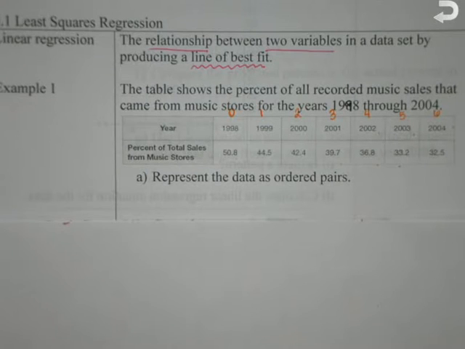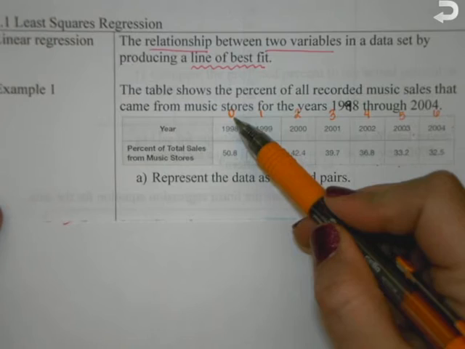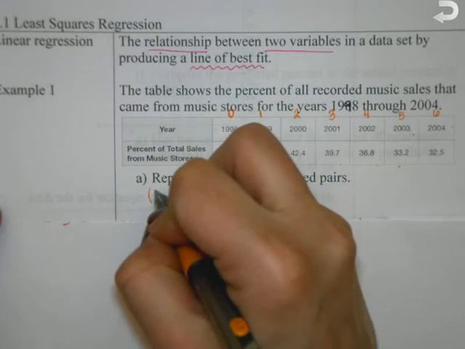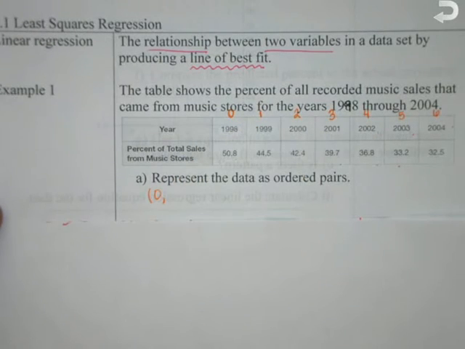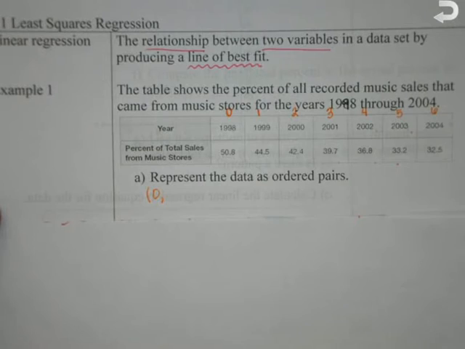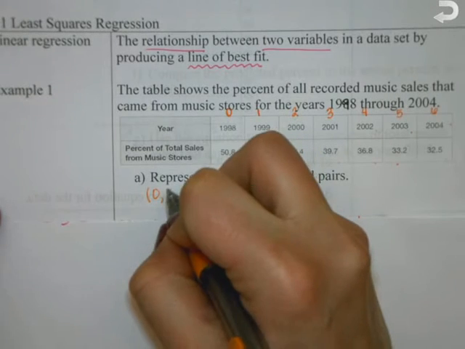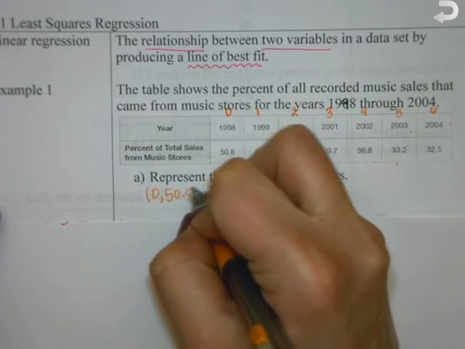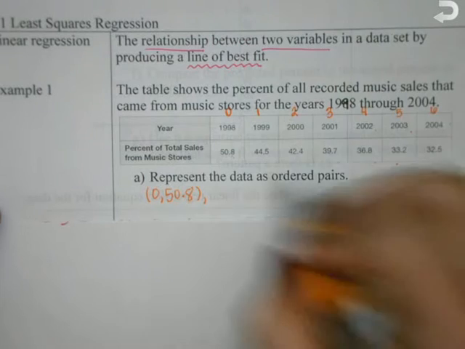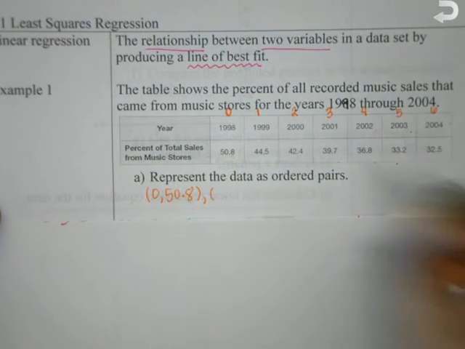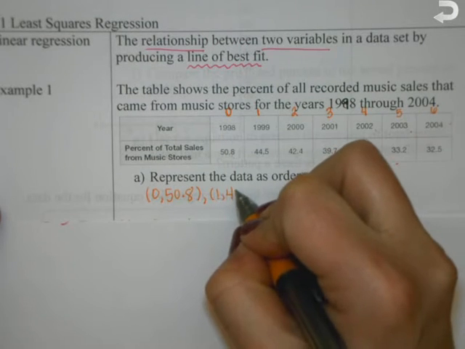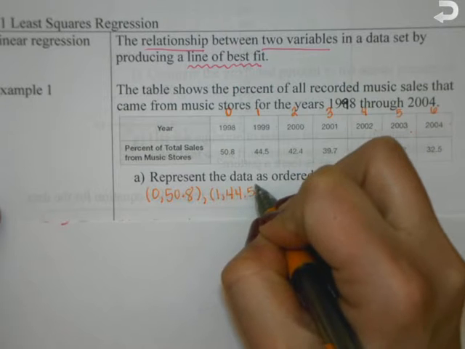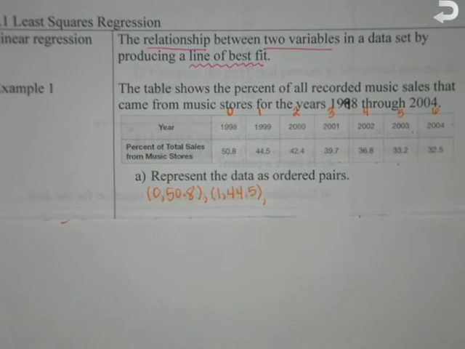Does that make sense? So to represent the data as an ordered pair in year 0, no time has passed yet. That's going to be our x coordinate, and what's our y coordinate going to be? 50.8. So in your groups, I want you guys to represent the rest of the data. So the next one is going to be 1, 44.5, and then finish it for me all the way to year 6.